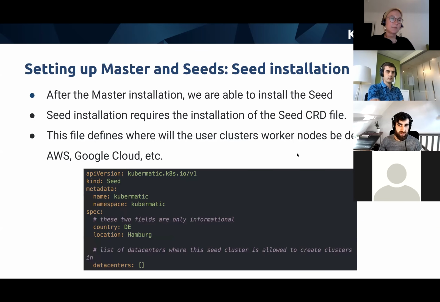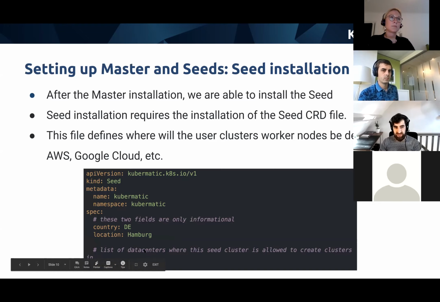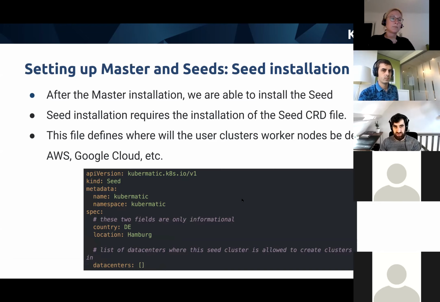So with this, we conclude the master installation. With the seed installation, basically it's even simpler. So to put it simply, the seed file, the YAML file, is where you define where you want your Kubernetes worker nodes to run. Okay, so if you want them to run in AWS in the Frankfurt zone, you add the data center, and you add the Frankfurt zone, data center AWS, Frankfurt zone, and that's it.